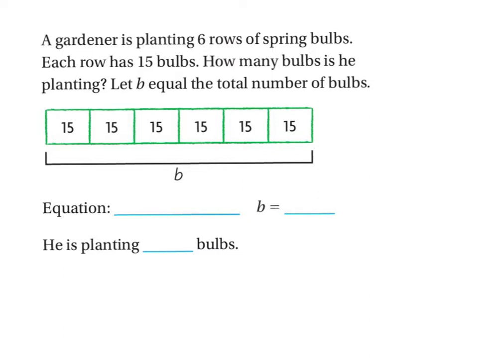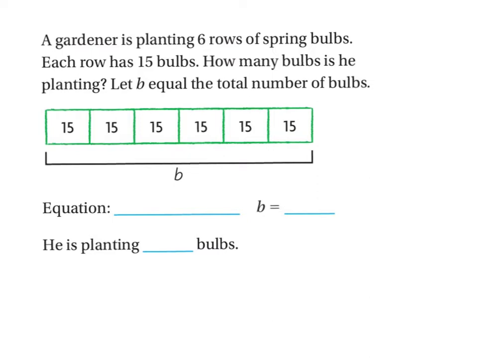For this particular one, we're going to start with an example out of the book that they've used kind of a strip diagram for. And there's also a word problem for it. So let's go through this one. It says a gardener is planting 6 rows of spring bulbs. Each has 15 bulbs. They want to know how many bulbs he is planting, and they want B to be the total number of bulbs.